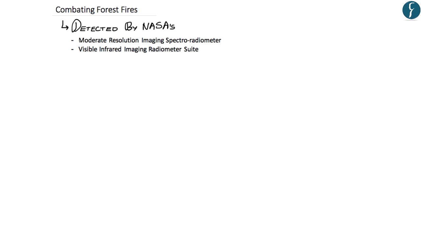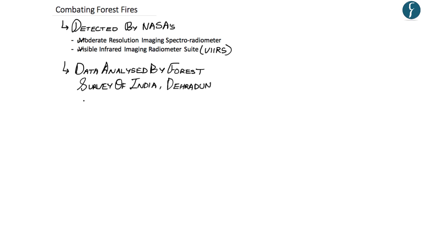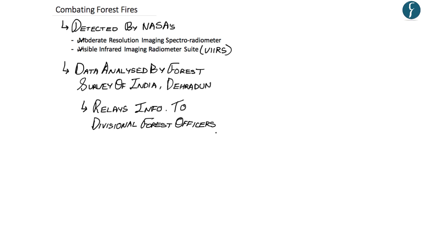Whenever a forest fire occurs anywhere around the world, it is detected by NASA's Moderate Resolution Imaging Spectroradiometer or MODIS and the Visible Infrared Imaging Radiometer Suite. And this data is analyzed by the Forest Survey of India, which is located in Dehradun, which then forwards this information on any forest fire in India to the divisional forest officers of the Indian Forest Service, and these divisional forest officers then start the process of fire control with the help of the firefighting team.